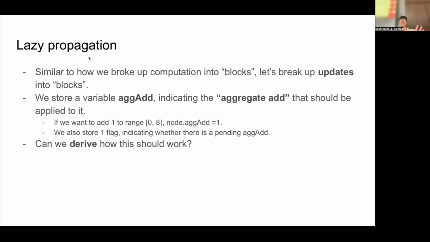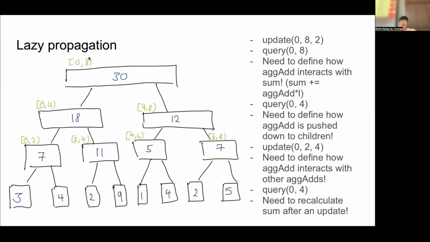So what is written on my side is quite abstract. Let me draw it out. Let's say I want to add 2 to the entire range 0 to 8. The way I want this to be represented in my data structure is basically just a value 2 here. Does this make sense? Because this is my node representing 0 to 8, and I want to add 2 to this entire range. So if I break up my update into blocks, essentially what I should do is literally just have a 2 for this node here.